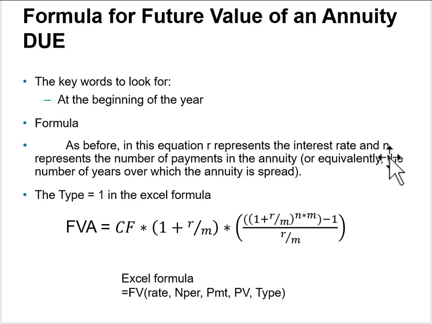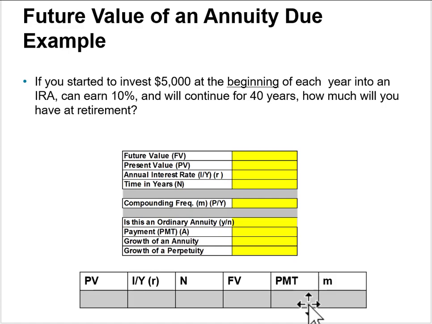Now, if we do a future value of annuity due, again, the key word to look for is the beginning of the year. Again, our equation changes, or the type in our Excel formula goes from a 0 to a 1. So if we do the exact same problem, except go from the beginning, what you'll see is there'll be a big difference in the return, the dollar value at the end of 40 years, if you start today versus if you wait till the end of the year.